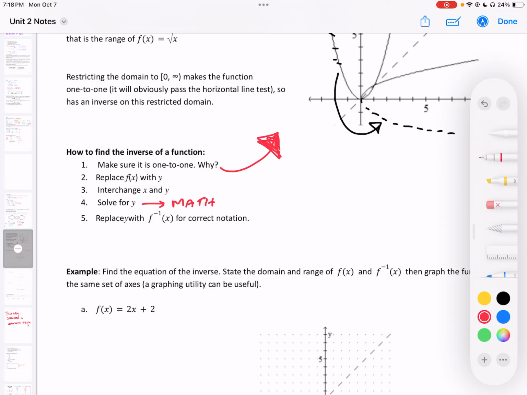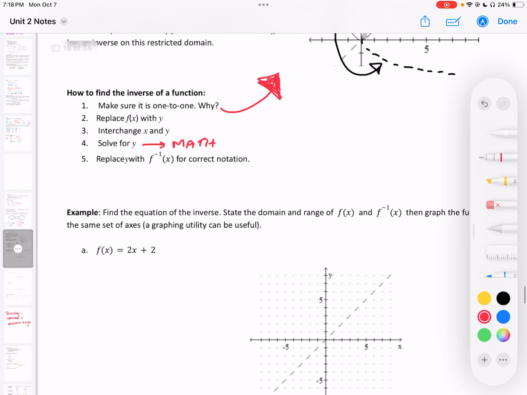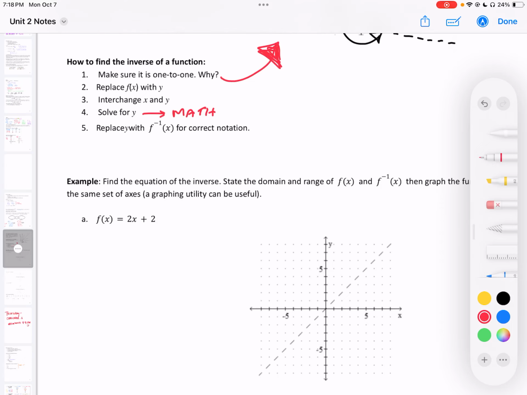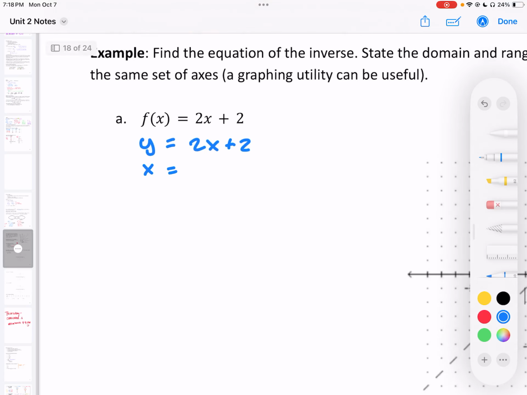Then step 2, switch f of x with y, then switch x and y, then solve for y, and then finally write f inverse of x instead of y, so using the correct notation. So let's do that with the first example. We're going to write y equals 2x plus 2. Then we'll switch x and y. Now I'm going to solve.